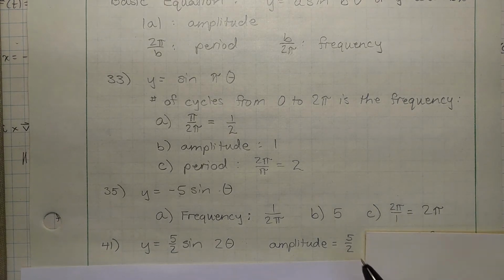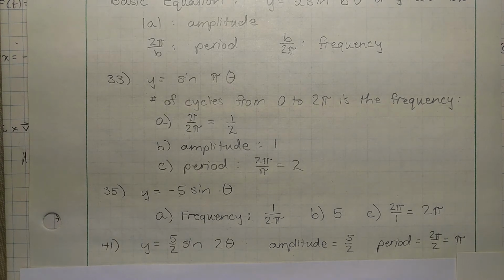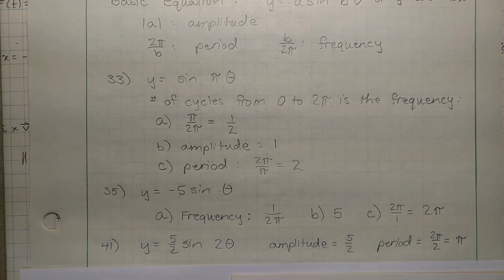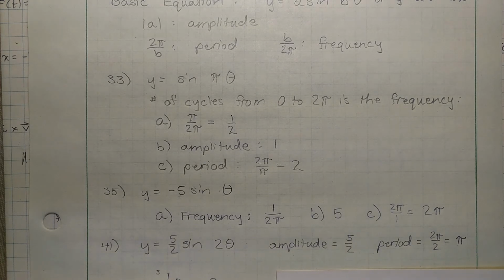So that just means it's been stretched 2.5 times. And then for the period, my B is 2, so I have 2 pi over 2, which simplifies down to pi, so my period is pi. Now when it says to sketch this, I want to set up my graph between 0 to 2 pi. It says I need to do that, so I'm going to sketch out my graph like this, 0 to 2 pi.